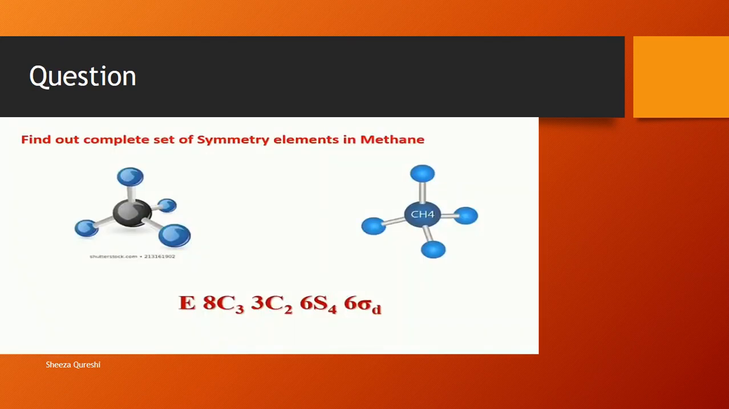So there is another example to explain the symmetry elements in molecules. There is a molecule, methane. Let's find out the complete set of symmetry elements in methane. There are some symmetry operations given: E, which is identity, 8C3, which is proper rotation, C3 twice, C3 squared, 6S4, which is improper rotation, and 6 sigma d, which is reflection operation.